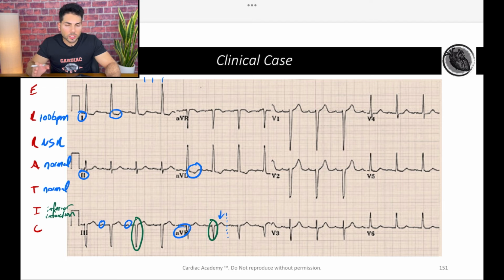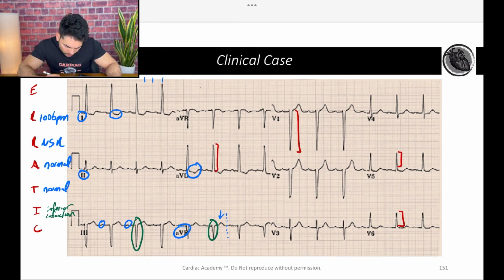So thinking about the Sokolow-Lyon criteria, the first thing we could do is check AVL. If it measures more than 11 millimeters, then that's positive. And looking here, we can see yes, it measures more than 11 millimeters, okay? So now it's meeting criteria. But we can also check for the other aspect of the criteria. So we look at V1, and we add up to V5 and V6. It has to be more than 35 millimeters.